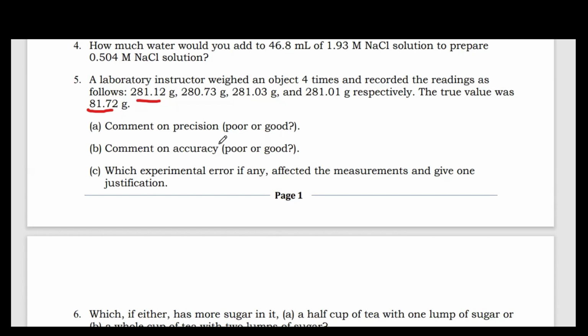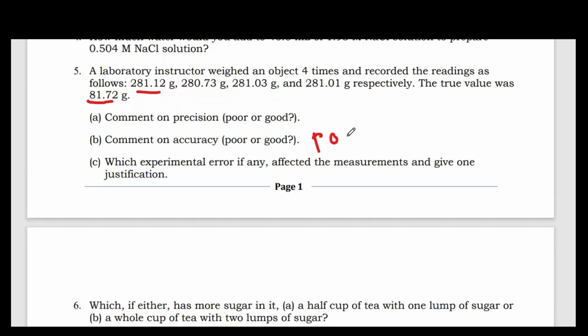And then B, they're saying comment on the accuracy. So is the accuracy good or poor there? Yeah, so the accuracy there definitely will be very poor. Why? Because if I get the average of these numbers, you add this, add this, add this, and add this, and then you divide by 4 to find your average, your average will be somewhere at 280 something. And that 280 something is way above the true value. So you're going to say here, the comment there is poor.